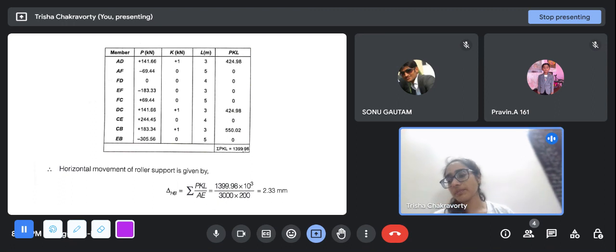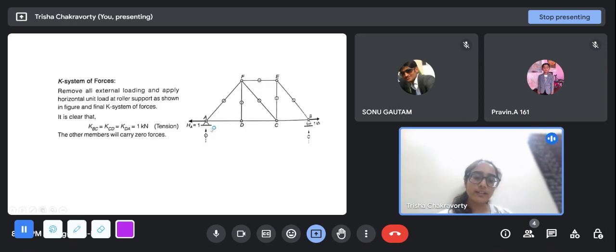And the moment also similarly, like for example, you know that at a hinge or at a roller, there can be a slope.